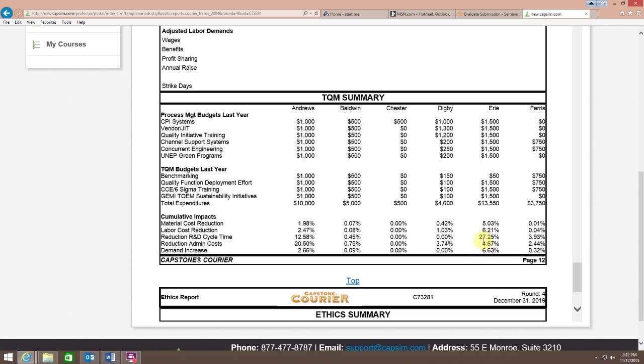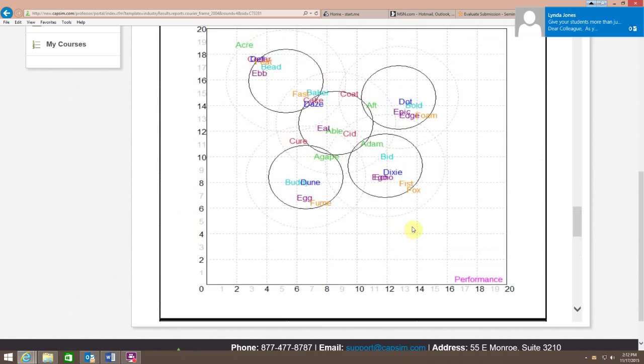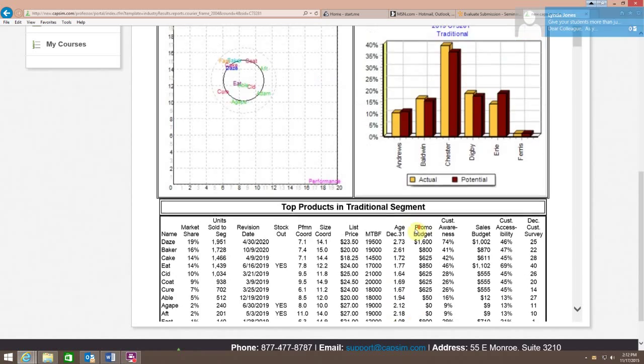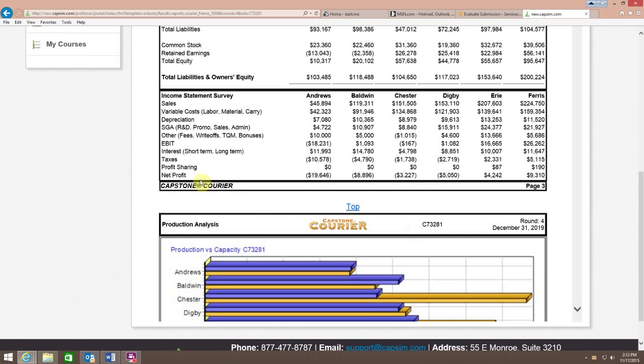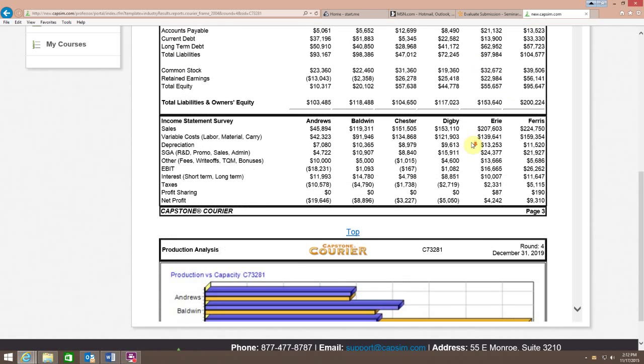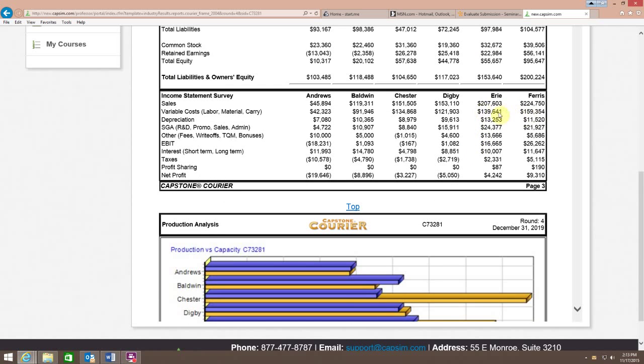Now, if you wanted to roughly figure out some amounts, look at that. It's about 5.5% of variable costs, material and labor. You're going to have some carrying costs, so this may not be perfect, but if we come up here and look at their total variable cost, labor, material, Erie's was about 140. How much inventory did Erie have? Not much. So virtually all that cost is labor and material, and they saved about 5.5%. That's about $7 million right there.